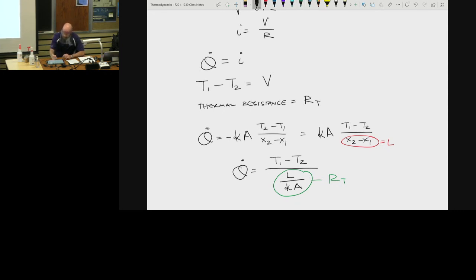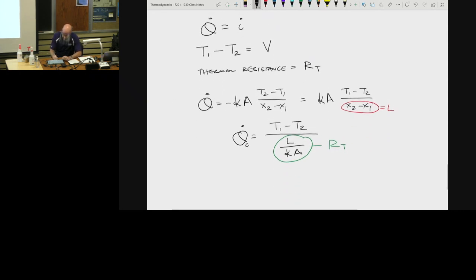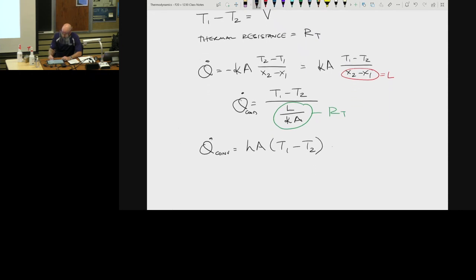Okay, let's look at convection. This is conduction. In convection, I have hA times T1 minus T2. I can rewrite this as T1 minus T2 all over 1 over hA. This is my thermal resistance. Going through this quickly.